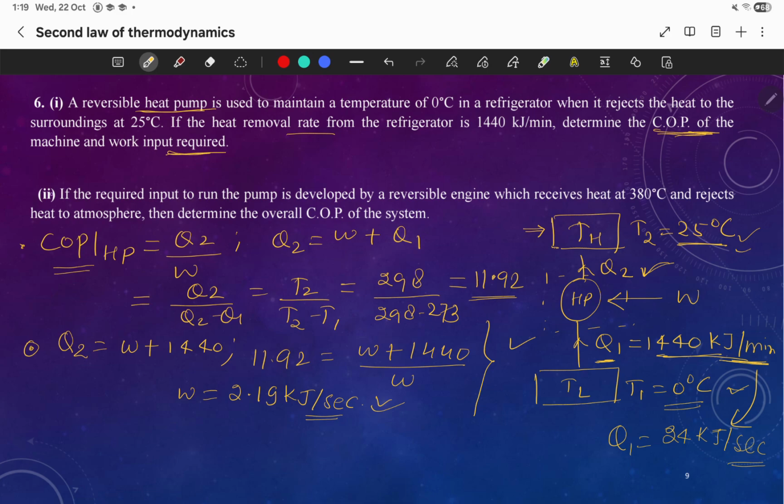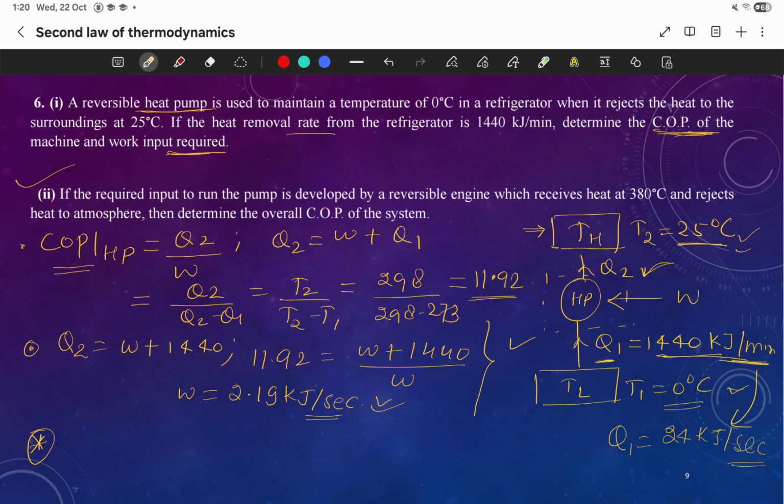Now the second question: if the required input to run the pump is developed by a reversible engine, which receives heat at 380 degrees Celsius and rejects heat to the atmosphere, then determine the overall COP of the system.